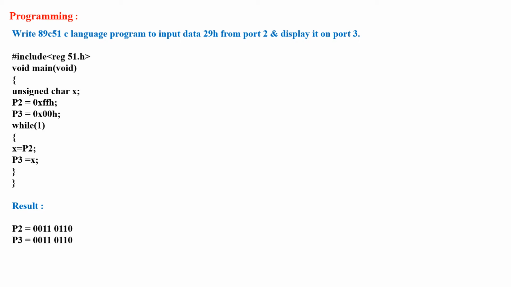As a result, now the value of x, or port 2, is assigned 00110110, meaning the value 36 is assigned to port 2. After executing this program, this value gets transferred to port 3 and hence the value of port 3 becomes 36.